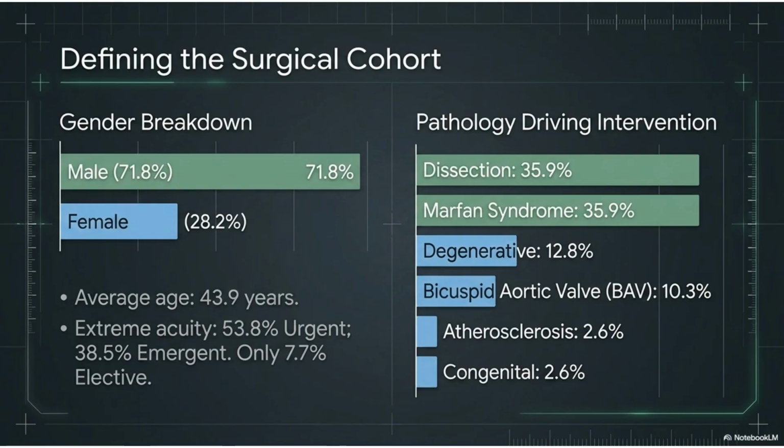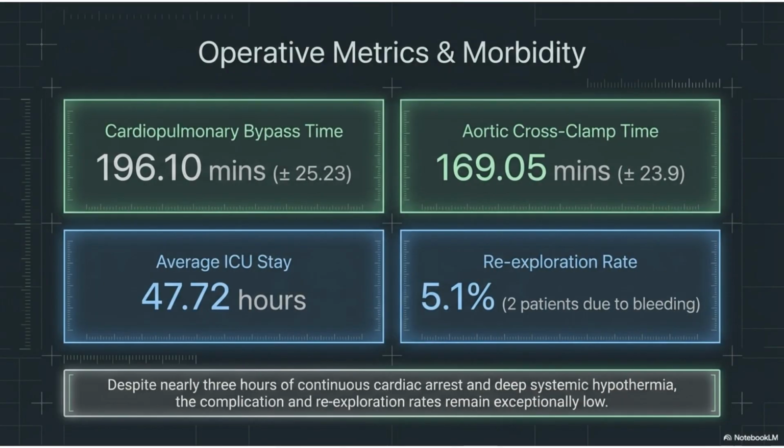Dissection and Marfan syndrome were the primary pathologies, both accounting for 35.9% of cases. Most procedures were urgent or emergent. Operative metrics show a cardiopulmonary bypass time of 196.10 minutes and an aortic cross-clamp time of 169.05 minutes.